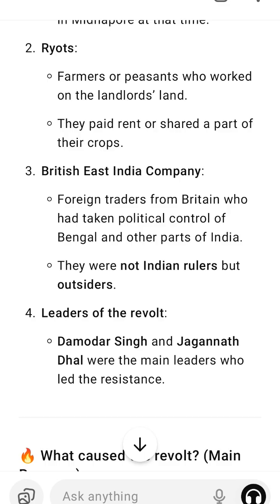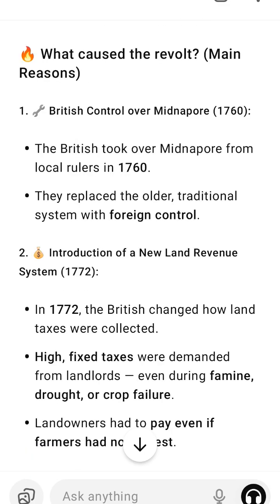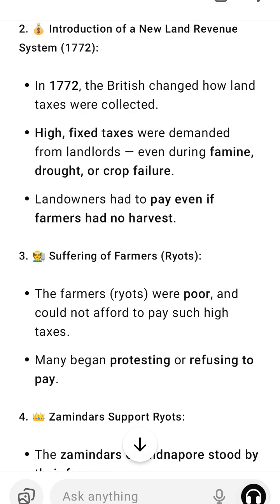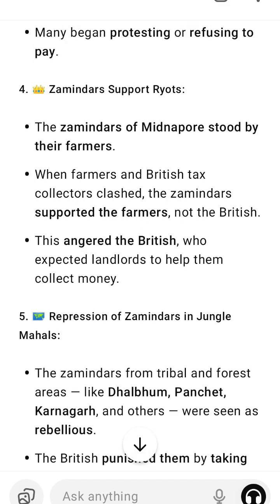What caused the revolt? Main reasons. 1. British control over Midnapore, 1760. The British took over Midnapore from local rulers in 1760. They replaced the older traditional system with foreign control.